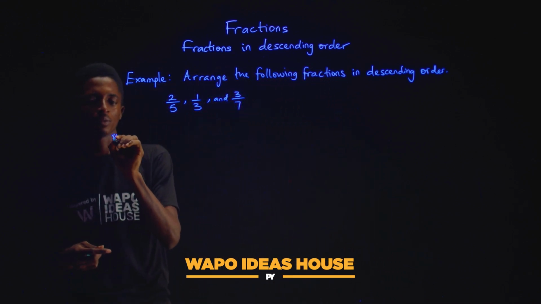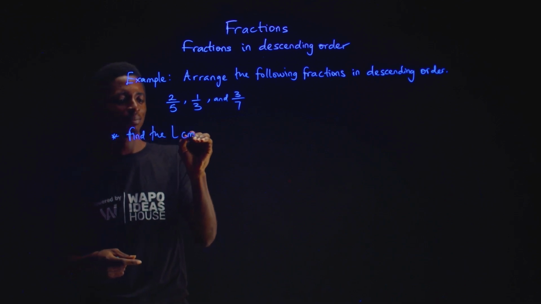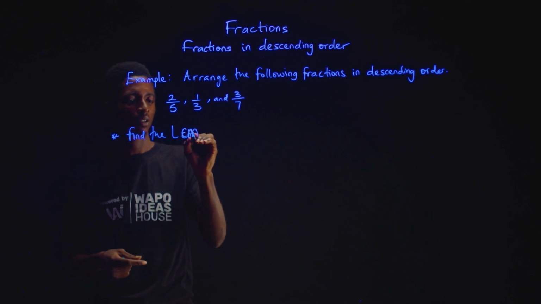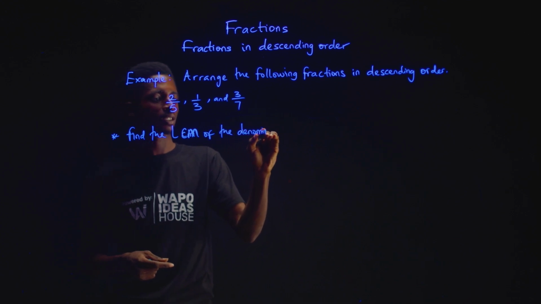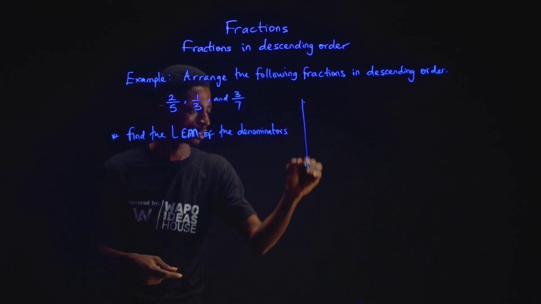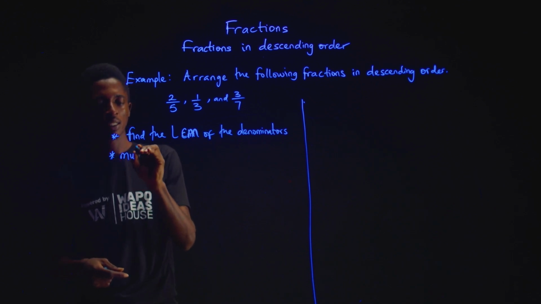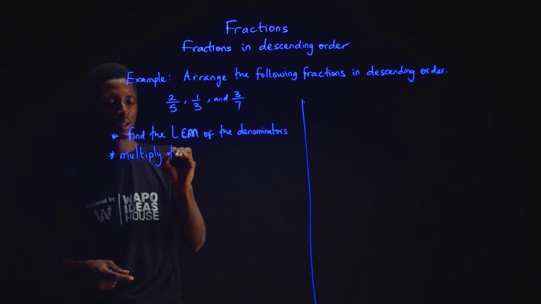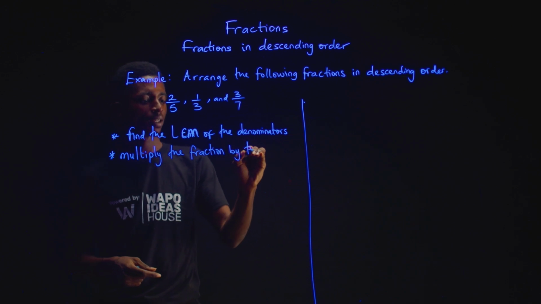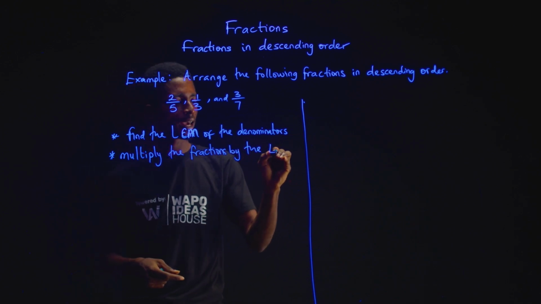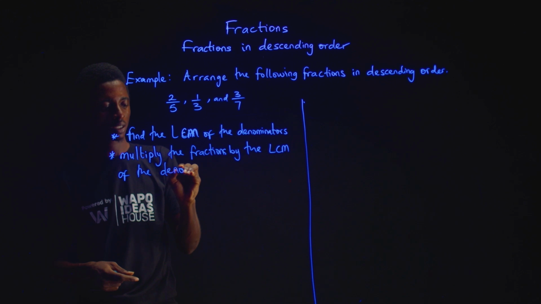First, find the LCM of the denominators. The next thing you want to do is multiply the fractions by the LCM of the denominators.